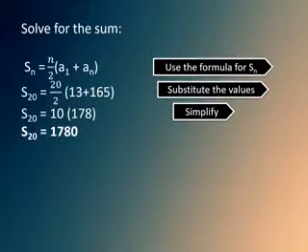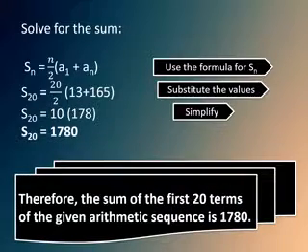So the answer is S sub 20 is equal to 1780. Therefore, the sum of the first 20 terms of the given arithmetic sequence is 1780.